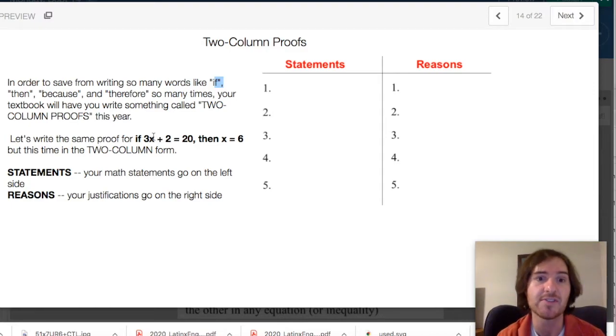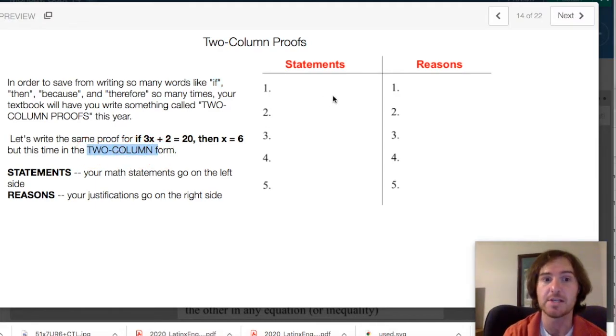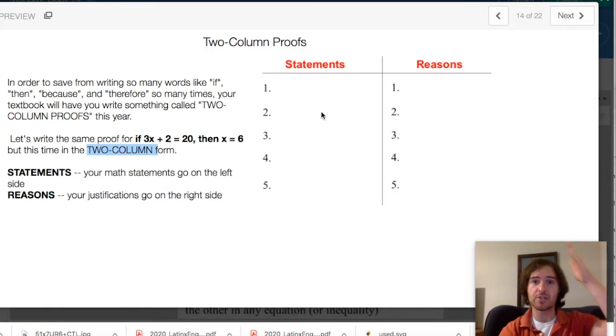So what we're going to do is write the same proof. If 3x plus 2 equals 20, then we're trying to prove that x equals 6. This time we're going to do it in something called the two-column form, and that's what's here. On the left column, these are called statements, okay? Your math statements go on the left side, and then on the right side, reasons, these are where your justifications go, okay? So think about it. What were the justifications in the written proof we just did with the if-thens there? What kind of justifications were there?